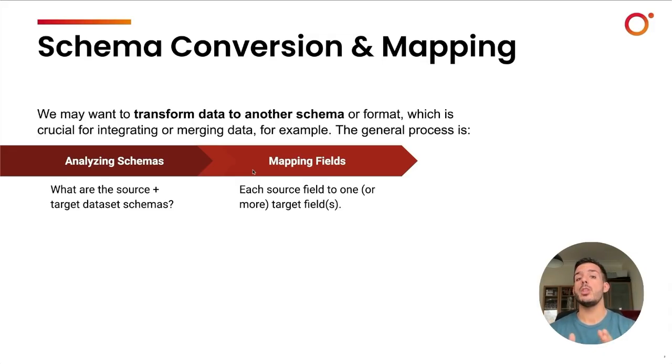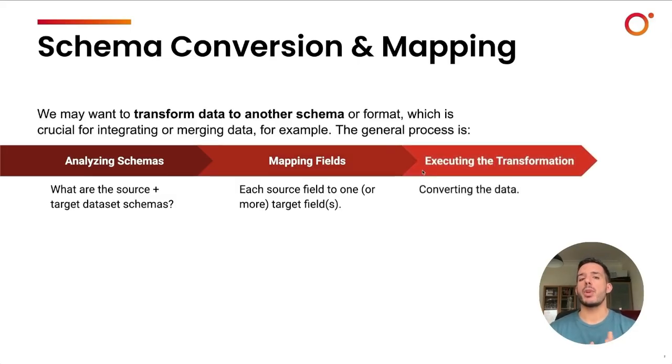So in that case, we just need to map the source codes to the target codes. And the same for any field that needs to be transformed. In a worst case scenario, every single field in a dataset. And then finally, we carry out the transformation itself and we convert the data according to those criteria. And how does GenAI help for this specific use case?